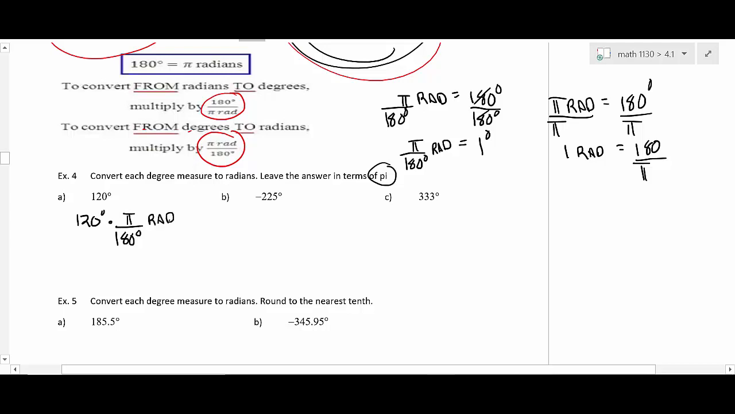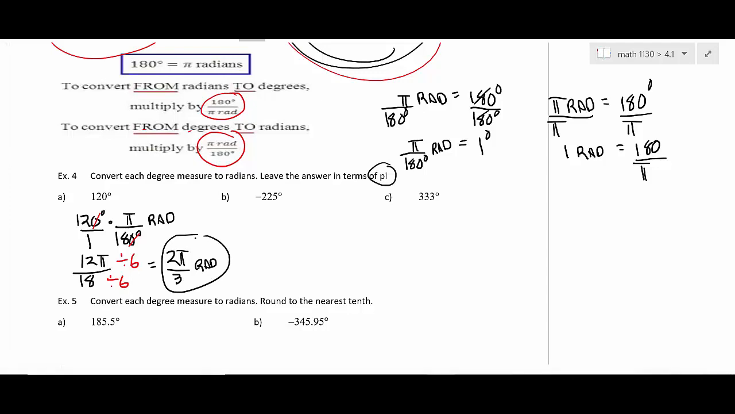Okay, and then what you're doing is reducing fractions. So if you're doing this, you can cross out the zeros. You can do whatever you're comfortable with doing in your head. So you'd have 12 pi over 18, and then you can reduce that fraction. Both of those numbers divide by 6. So you'd end up having, as your answer, 2 pi over 3 radians. Okay, so 120 degrees can be written as 2 pi over 3 radians. And leave the pi alone most of the time is what we're going to do.